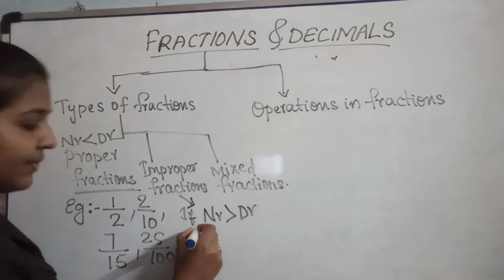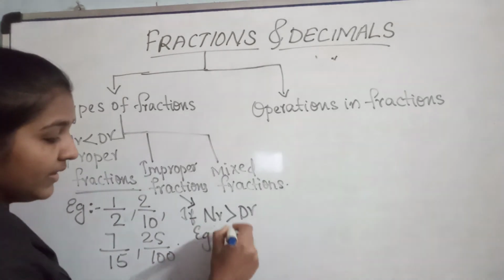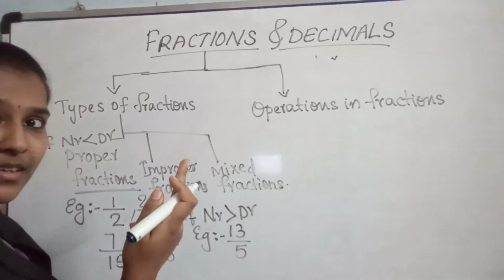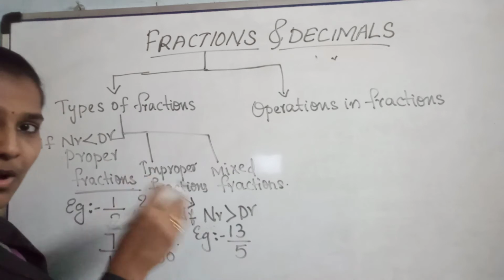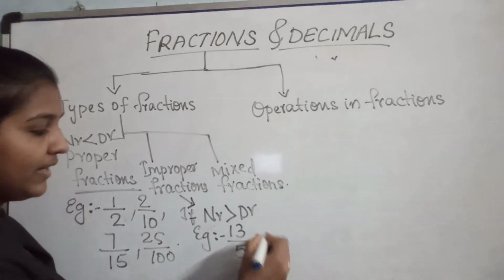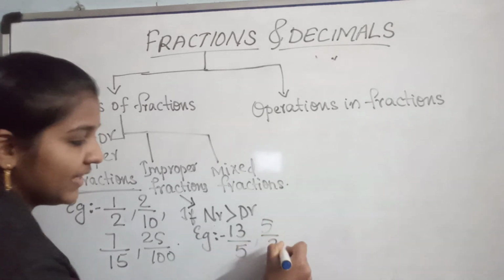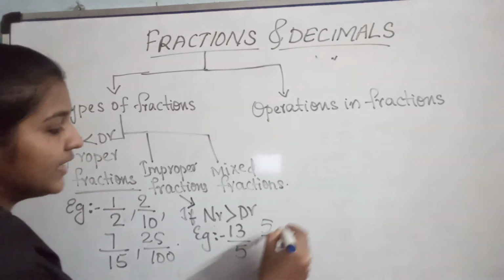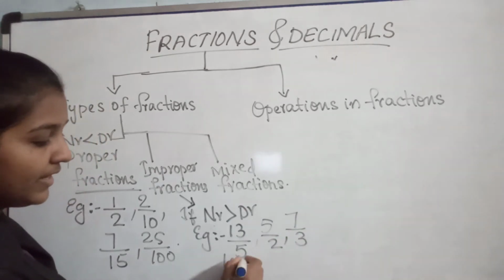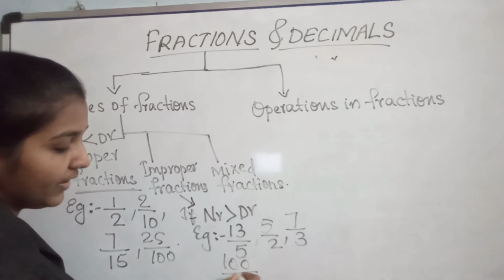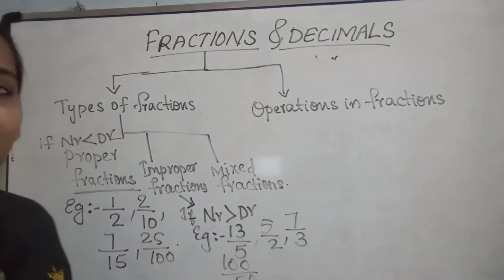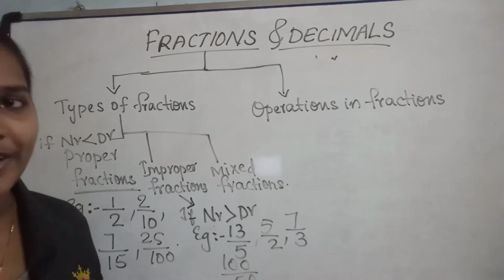So examples we can write 13 by 5. Here the numerator is bigger and the denominator is smaller than the numerator. So it's an improper fraction. Now another, 5 by 2. It's an improper fraction. Then 7 by 3. It's an improper fraction. Then 100 by 50. It's an improper fraction. Okay, so these all are the examples of improper fractions.